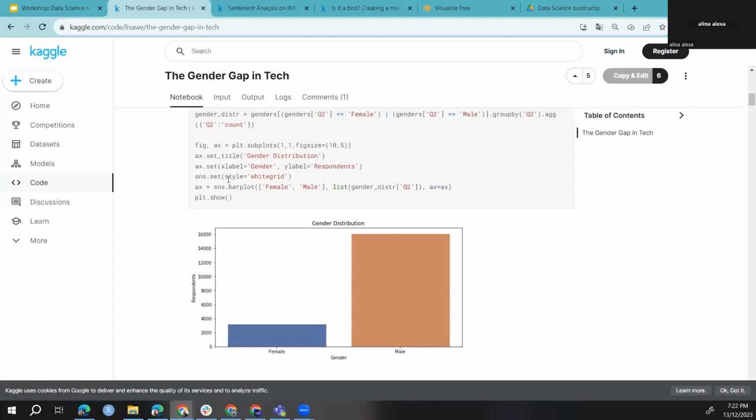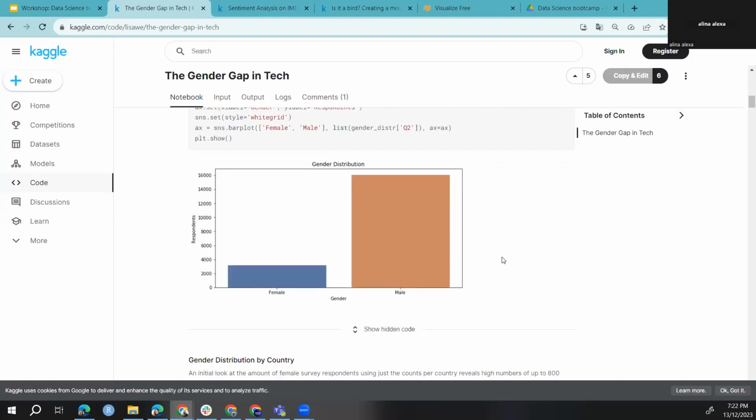Okay. And then I want to set the white grid. So the white grid will be the style of it. You want it to be a box with a white inside and how big it is. And then in here, I just say, okay, give me a bar plot with the female and the male, from that question that we talked about. And then Python gives back to you this bar chart, which tells you that obviously male is so much bigger than female, right?